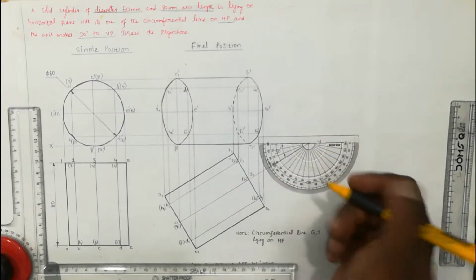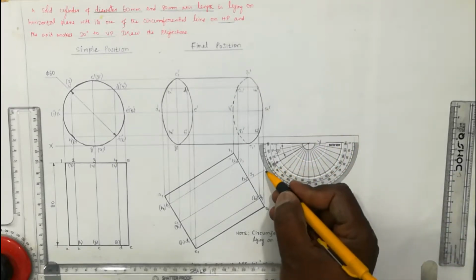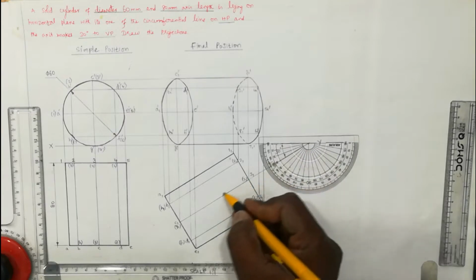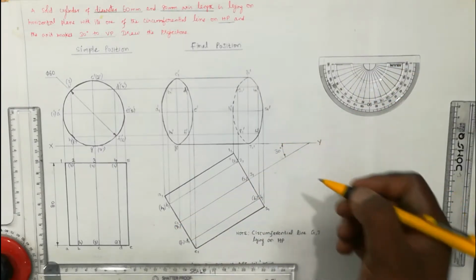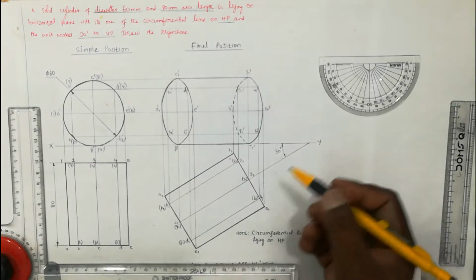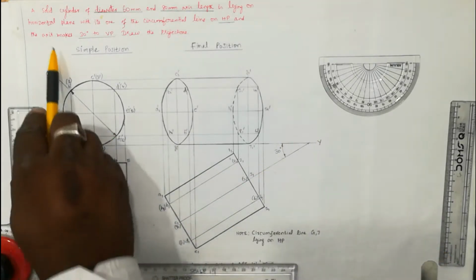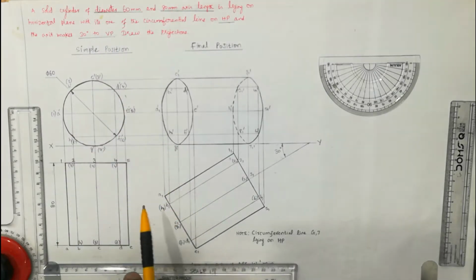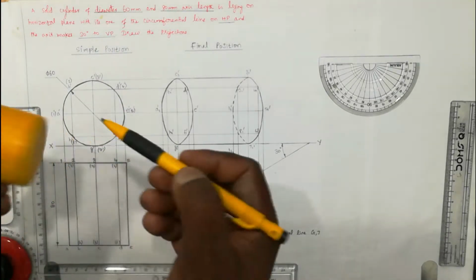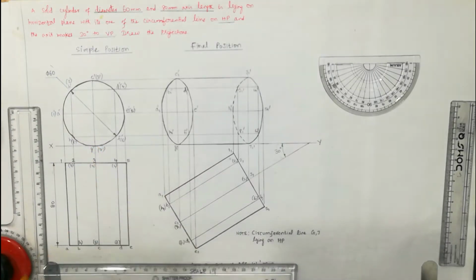Let us locate this as a point, and using your protractor, draw an inclined line at an angle of 30 degrees, by keeping your protractor like this. So this angle of inclination is 30 degrees. Also, you may know that here the axis is inclined at 30 degrees to the VP. The axis is basically an imaginary line connecting the top surface and the base part of the cylinder.